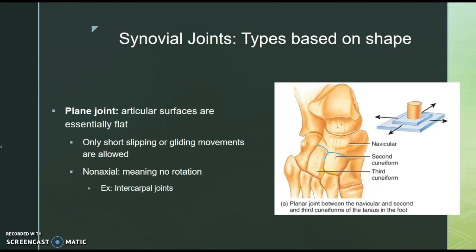So now let's get into the different types of synovial joints. The first is going to be a plane joint, and this is usually when two bones are coming together on a flatter surface. There's not a lot of movement or rotation at all, just kind of slipping or gliding movements. An example of this would be the joints between your carpals and your tarsals, so your wrist and your ankle.